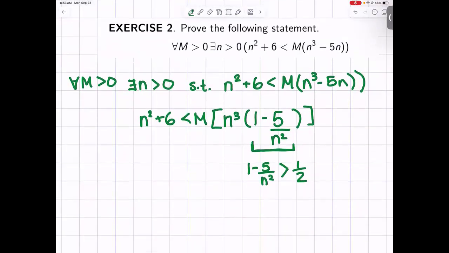The name of the game with these max problems is if A is less than B and B is less than C, then A is less than C. That's sort of what we're going for. So we want to try and find an intermediary value.